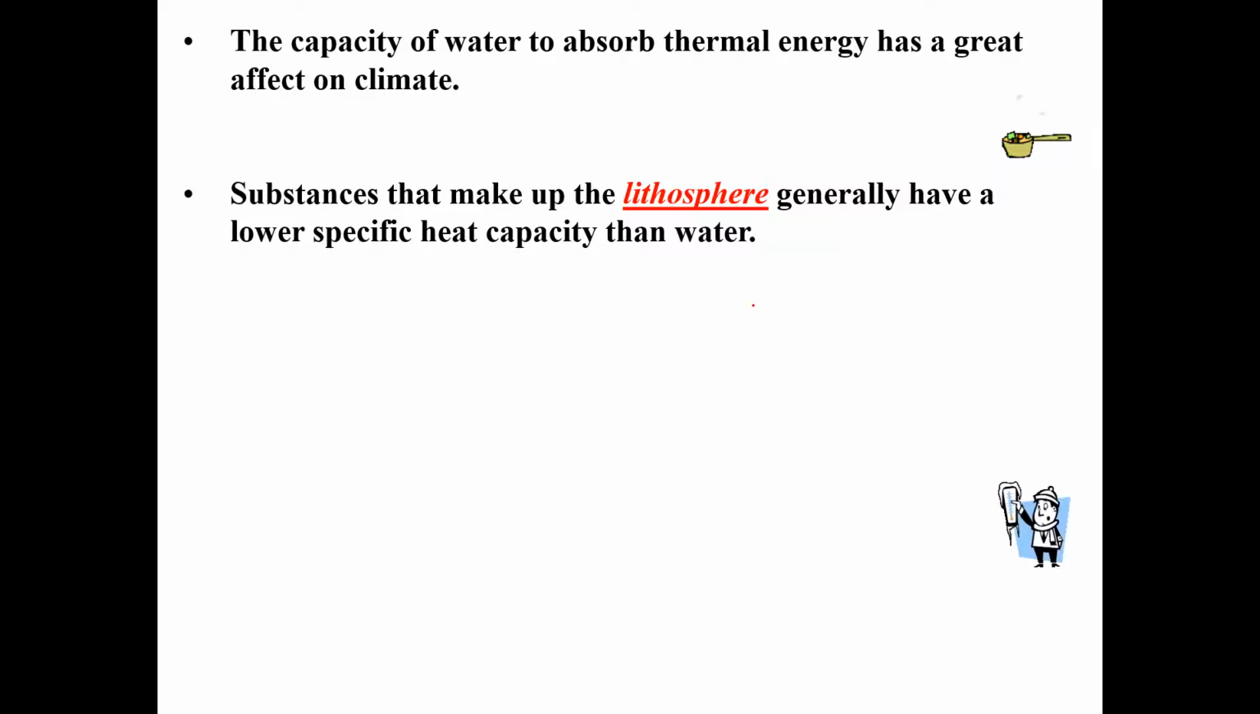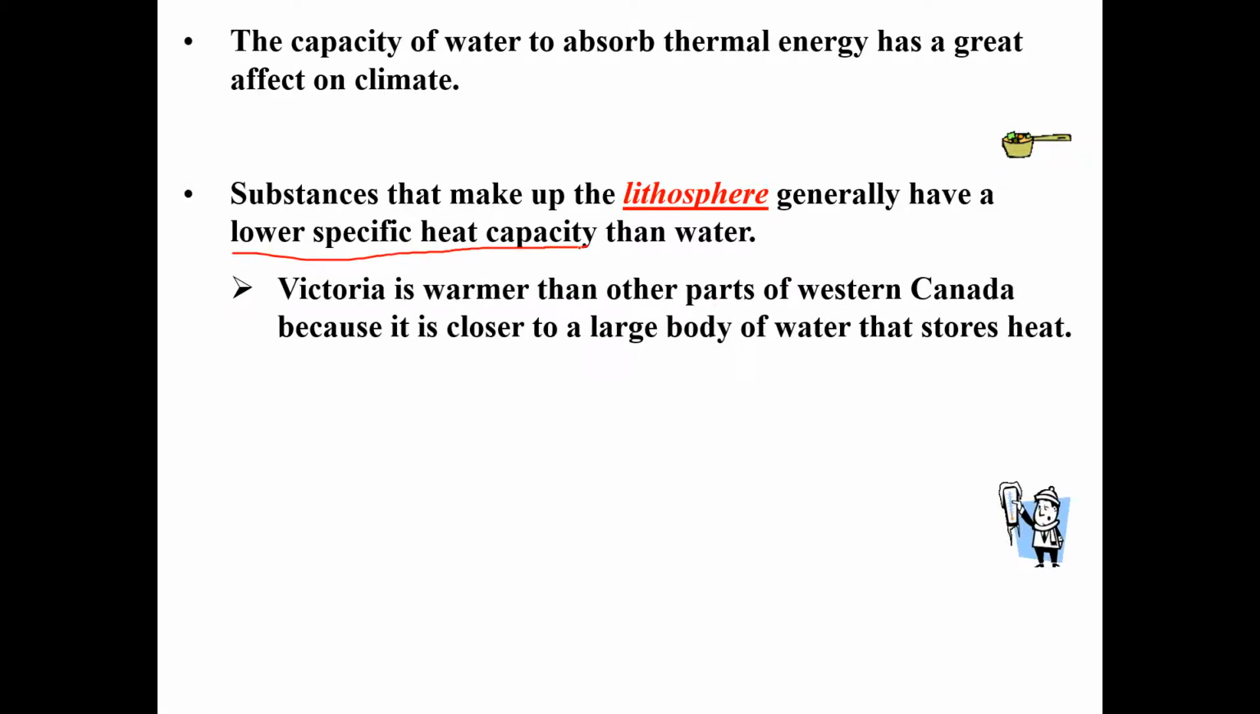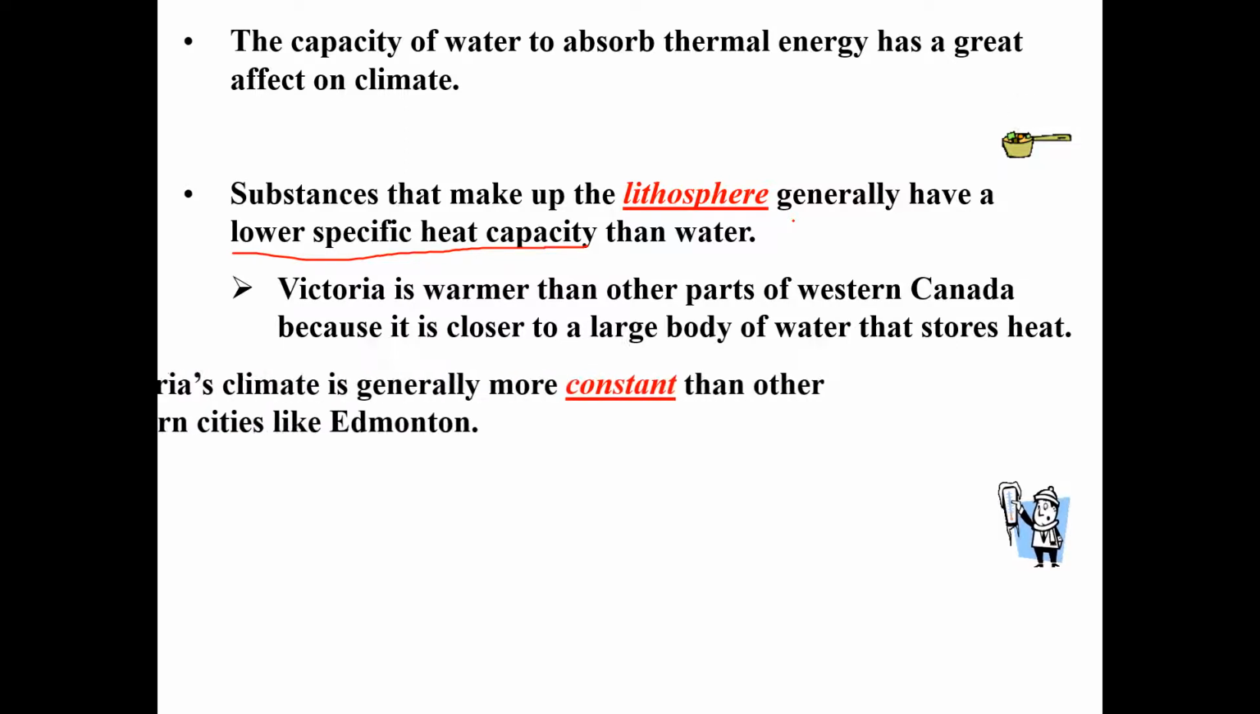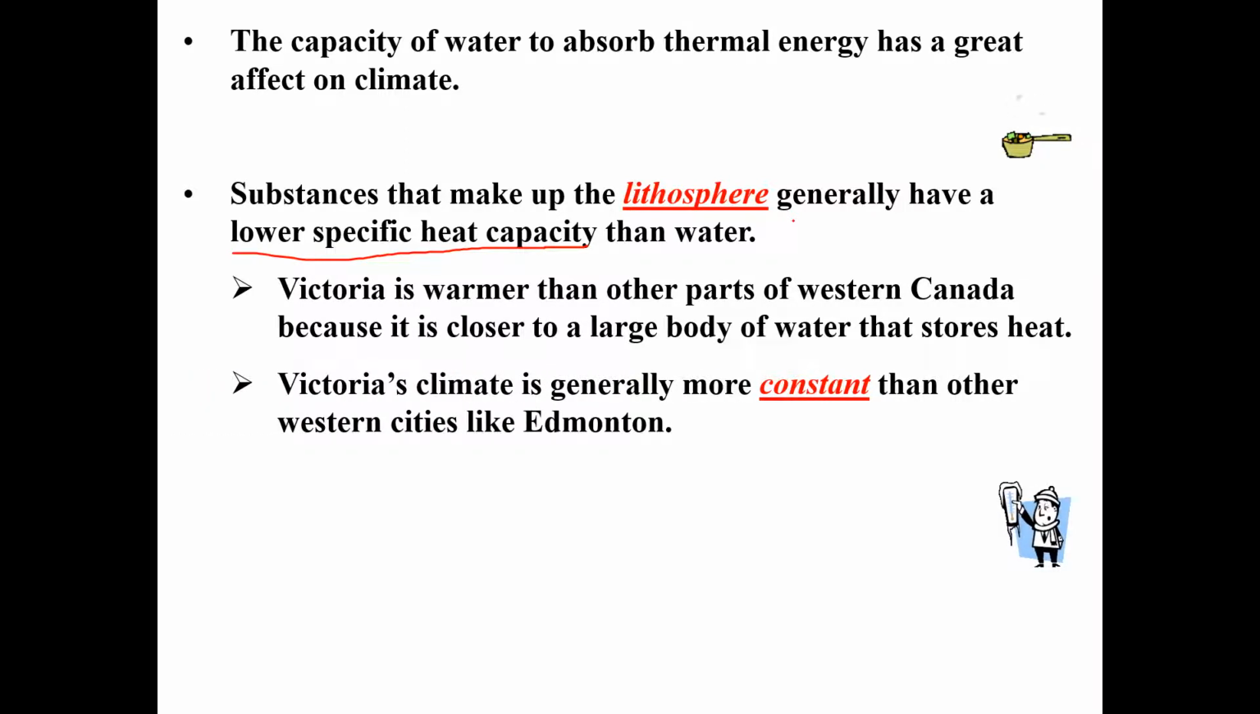Usually substances in the lithosphere, in solids, in the ground, have a lower specific heat capacity than water, which means they cool and warm more rapidly, right? Victoria is warmer because it's near the ocean, a very large body of water that stores heat and won't easily release it. So Victoria's temperature won't change as much throughout the year like Edmonton.